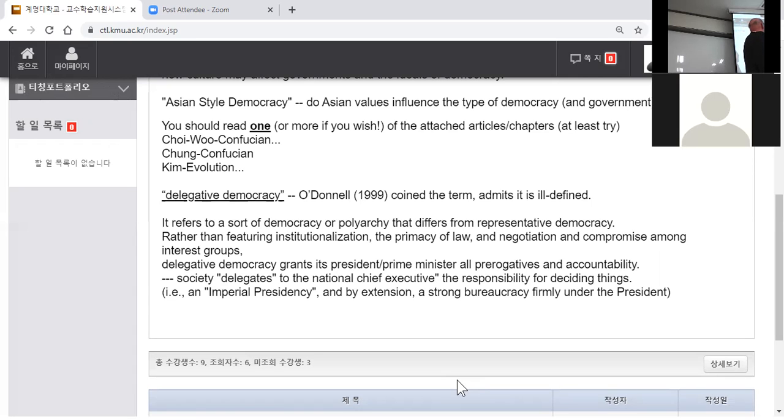So delegative democracy is kind of the reverse, where they give the president, the prime minister, the winner, all the powers of a super leader, all the powers of a king, all the powers of the general who conquers the country, all the prerogatives and accountability. So not only do I get the freedom to make the choices, but when things go wrong, you blame me. It's not a system problem. It's not, well, the economy was bad. No, you're the president. It's your fault. If it's bad, it's your fault. If it's good, you get the glory.